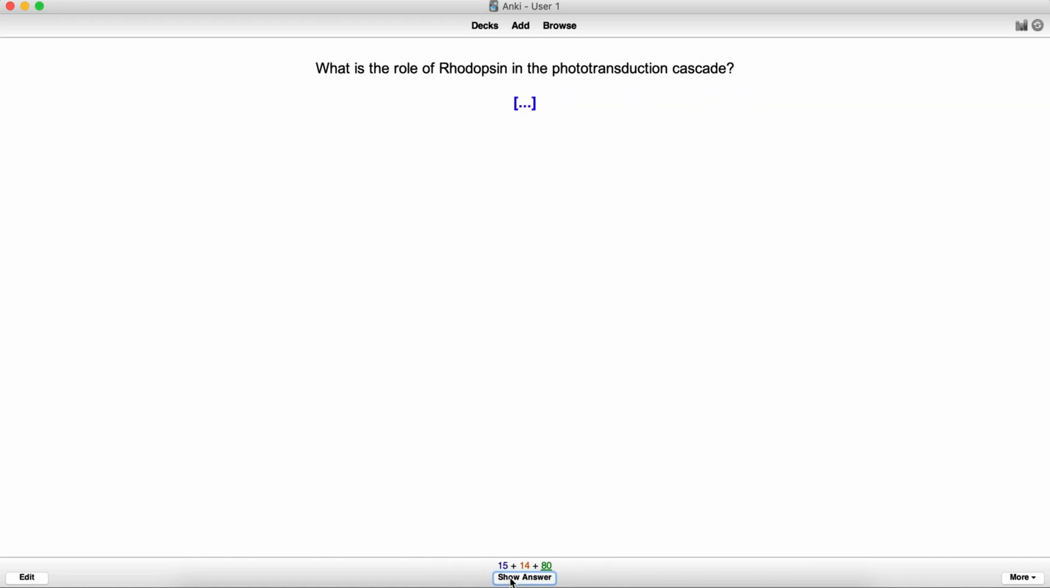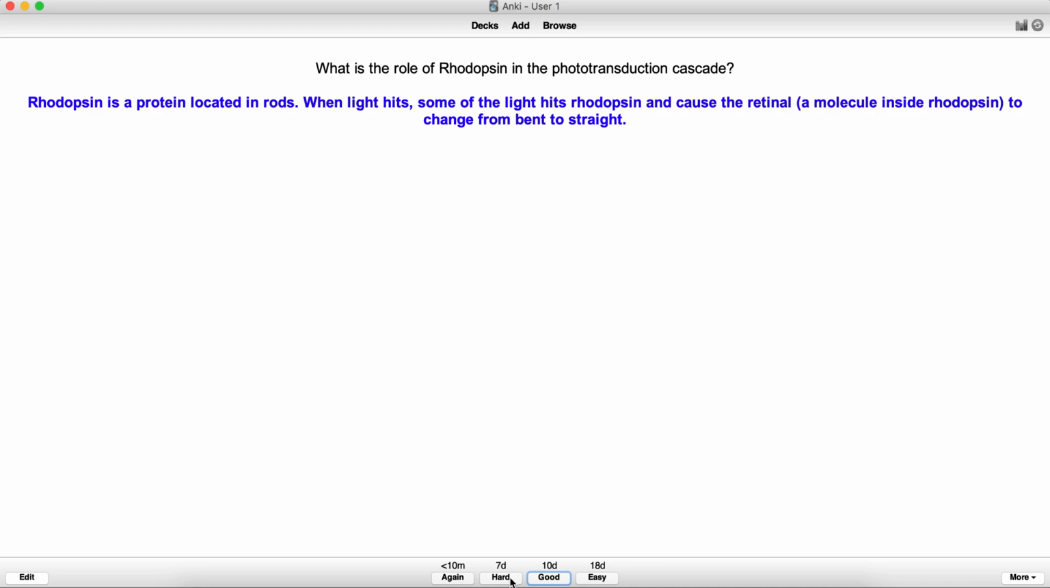The role of rhodopsin in a transduction cascade. Some of the light will hit the rods and it'll hit rhodopsin, which causes a retinal to pop off, and the retinal will change shape. I think it's from cis to trans, which activates a phototransduction cascade. Rhodopsin causes the retinal, which is a molecule inside rhodopsin, to change from bent to straight.